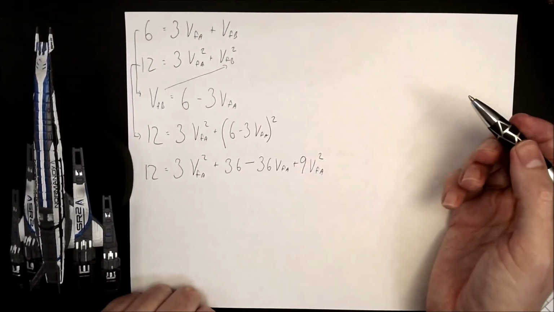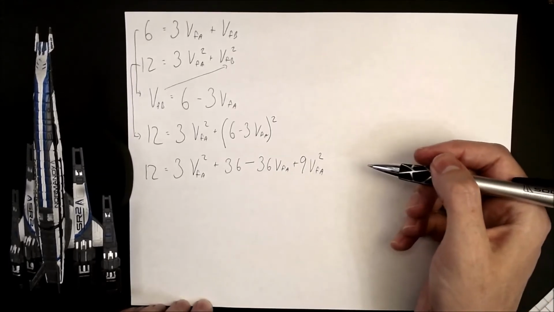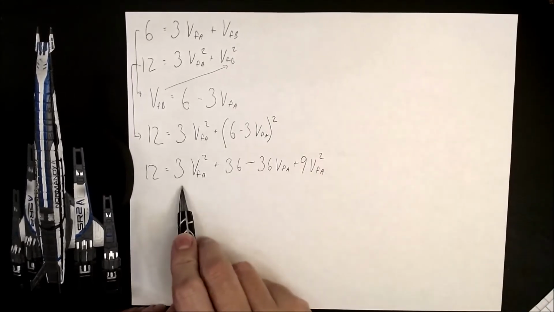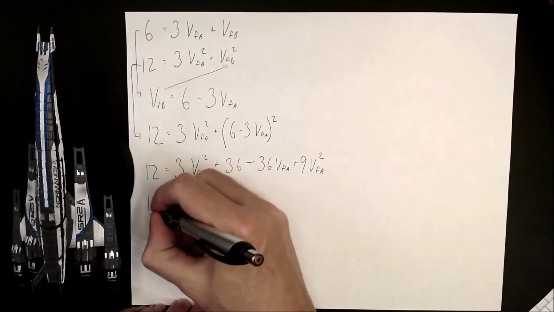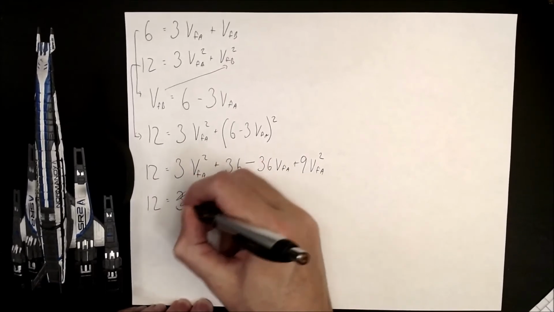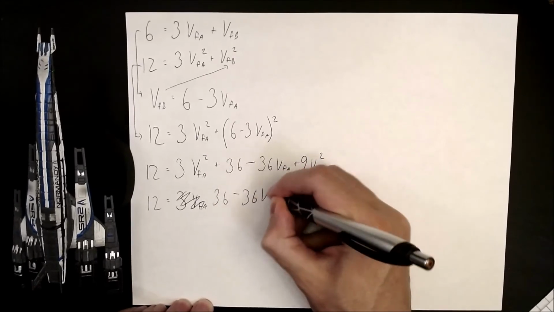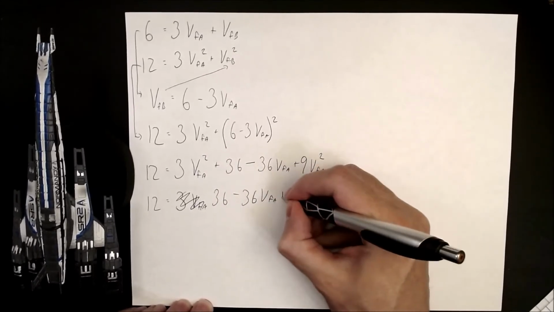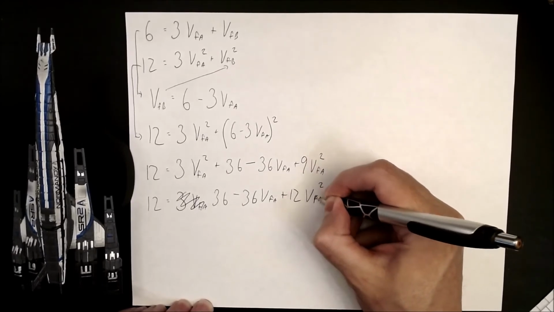All right, bunch of stuff we've got. We can combine a few terms. Looks like this and this can be combined, and we get 12 is equal to 3 V final A squared plus 36 minus 36 V final A plus 12 V final A squared. That's what I was wanting to do.